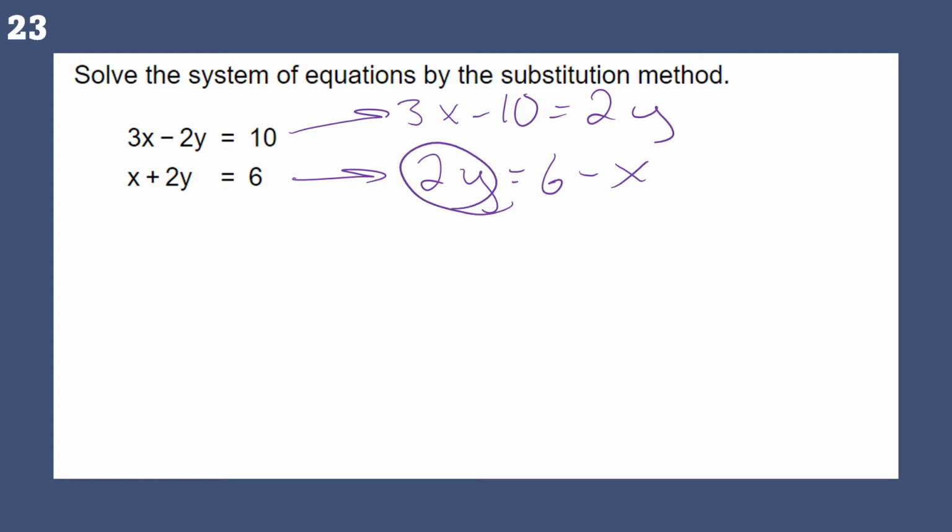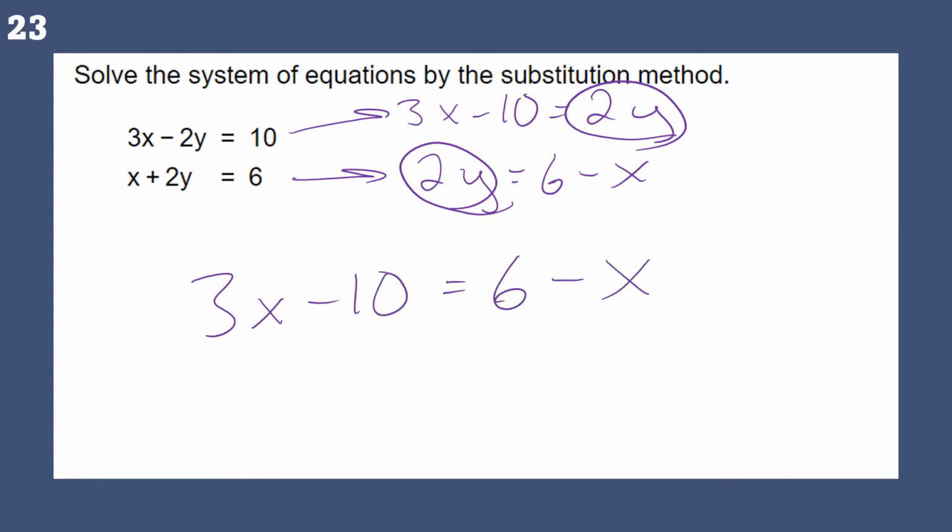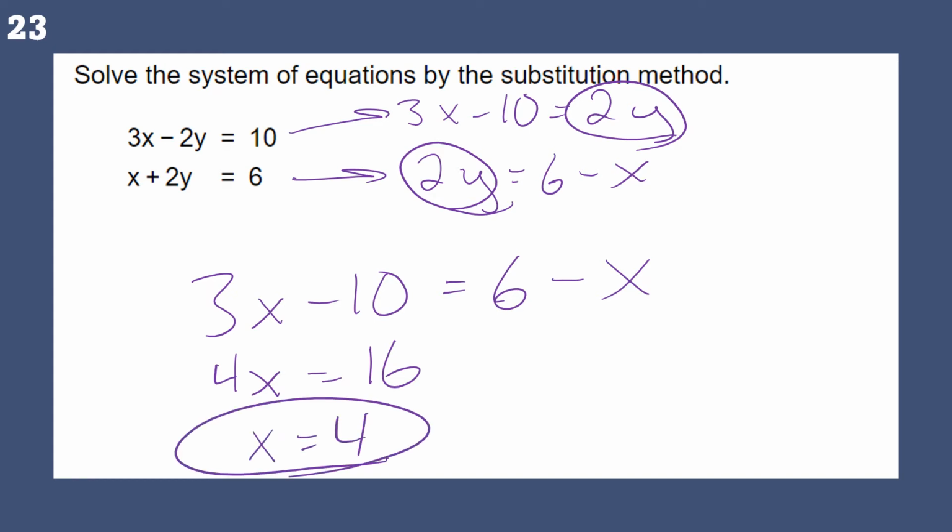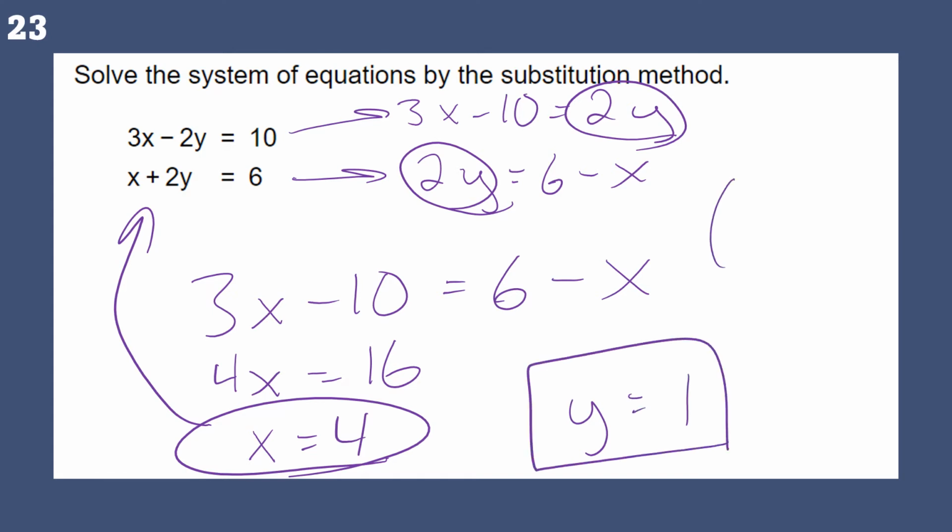Now, if 2y is this one and 2y is this one, then I can substitute those out to get 3x minus 10 equals 6 minus x. I'm going to solve that for x by adding x to both sides, and I get 4x, and I add 10 to both sides, equals 16, so x equals 4. Now, before you say, yay, we win, we need to go back in and plug it in to find out what the y would be. In this case, if we plug in 4 for x, we get the y has to be 1 for it to work, which means our ordered pair is 4, 1.